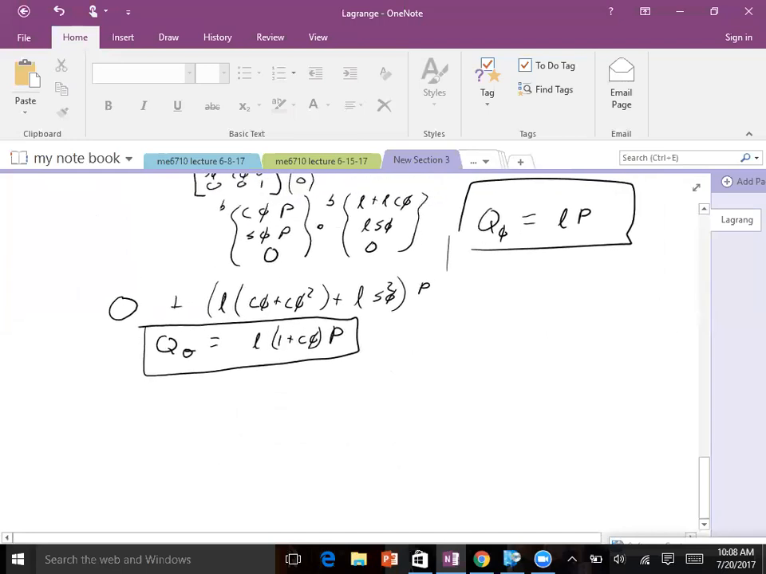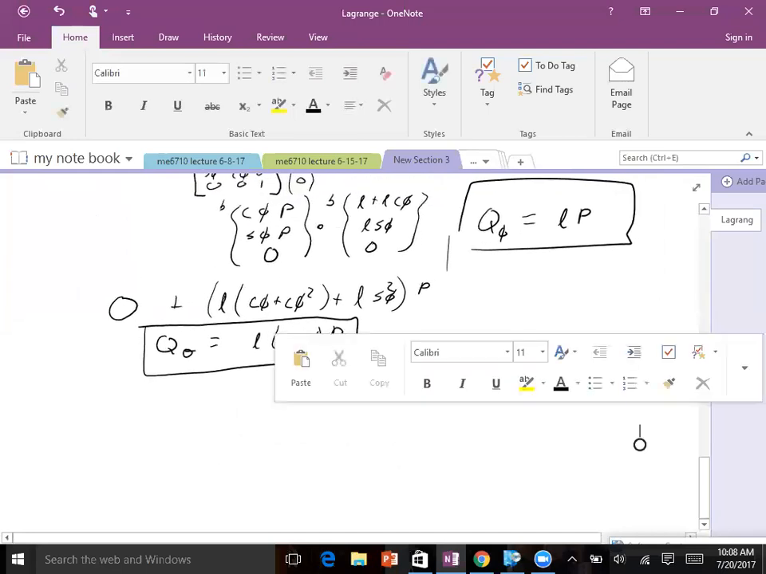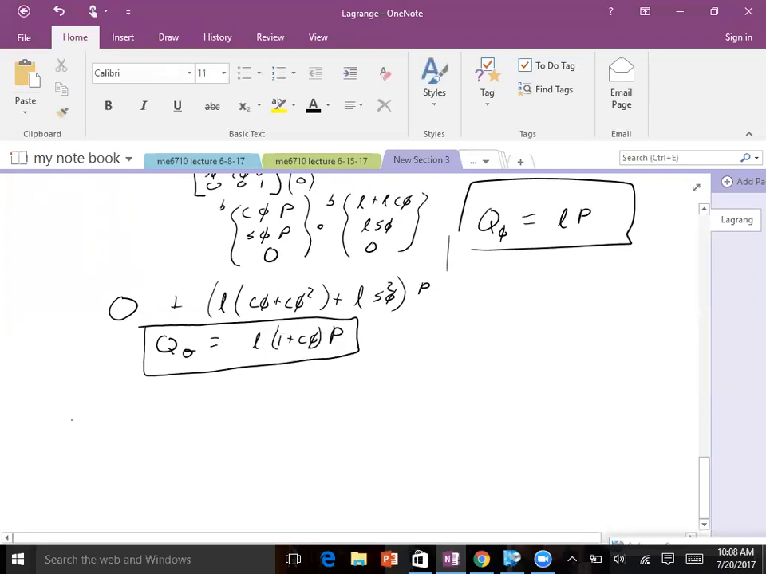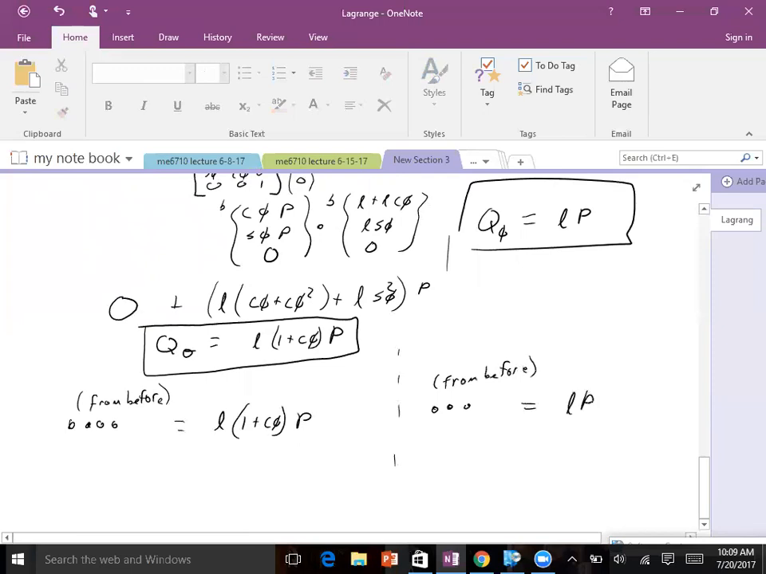And now I plug those into my Lagrange. So on the left-hand side, I get all the stuff from before, equals L times 1 plus cos phi P, and my other equation, dot dot dot from before, equals LP. Does that work to write down from before? This is from the previous example.